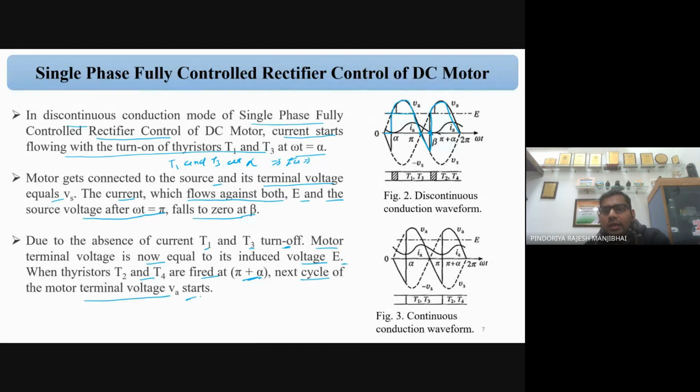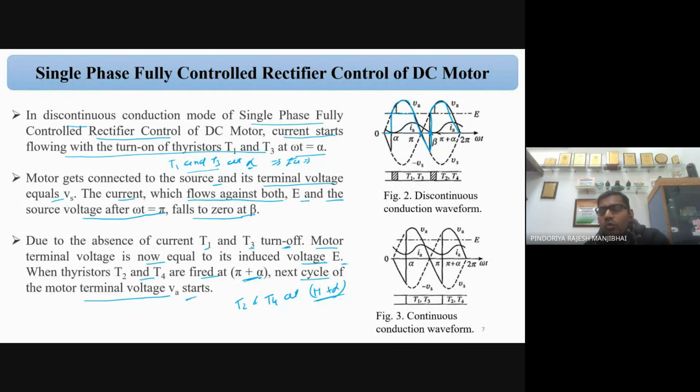So we can operate the T1 and T3 at alpha, and we can operate the T2 and T4 at pi plus alpha. Okay. So we can say T2 and T4 at pi plus alpha. Yes, students, this is a most important concept.